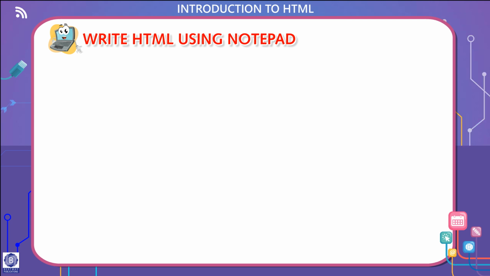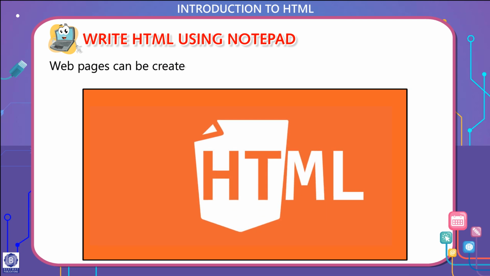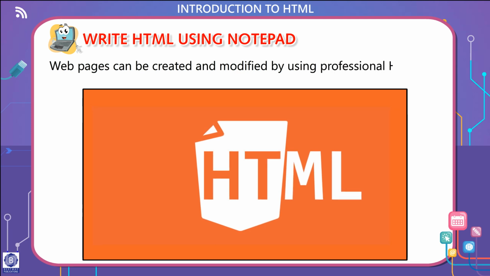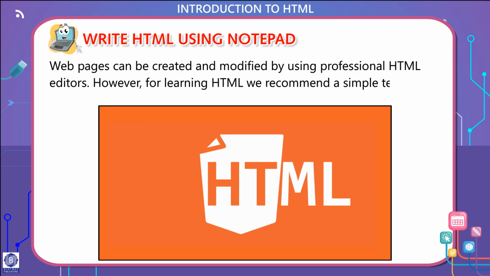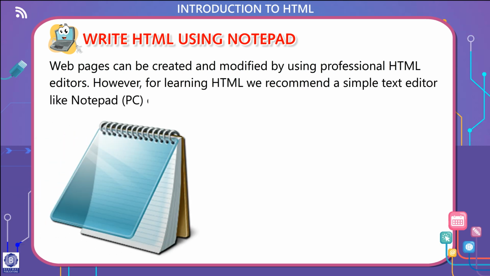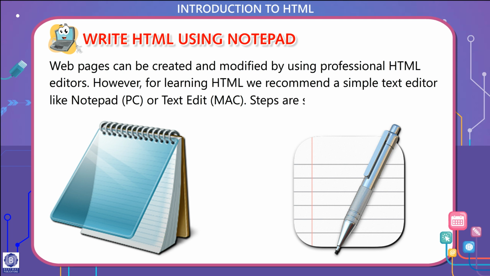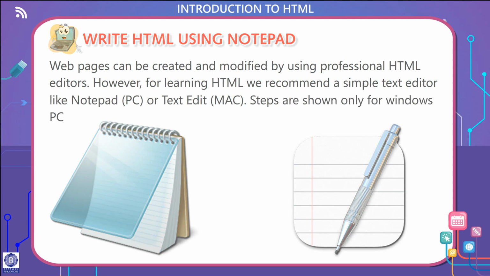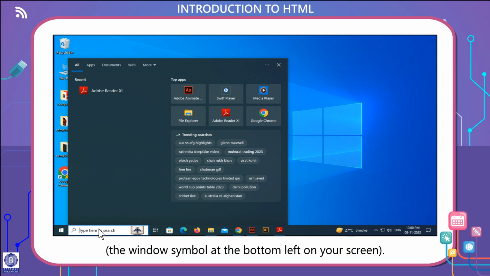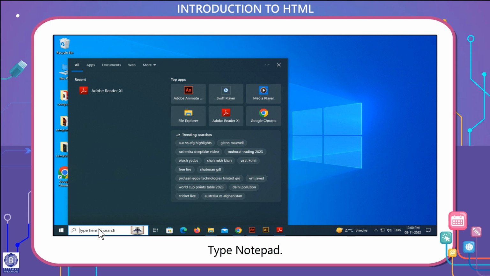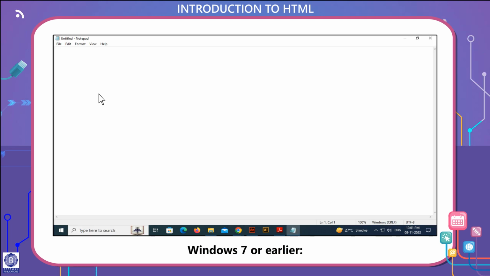Write HTML using Notepad. Web pages can be created and modified by using professional HTML editors. However, for learning HTML, we recommend a simple text editor like Notepad on PC or TextEdit on Mac. Steps are shown only for Windows PC. Step 1: open Notepad. On Windows 8 or later, open the Start screen, the window symbol at the bottom left of your screen, and type Notepad. On Windows 7 or earlier, open Start, go to Programs, go to Accessories, go to Notepad.